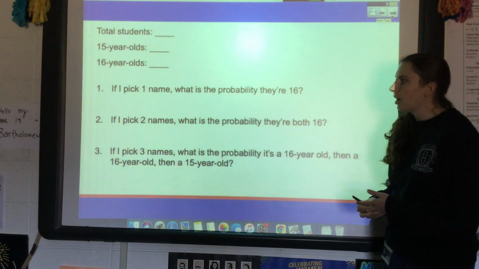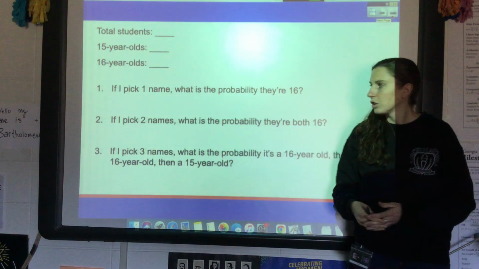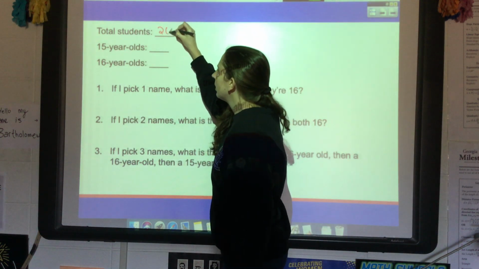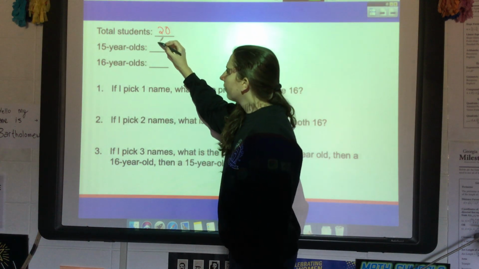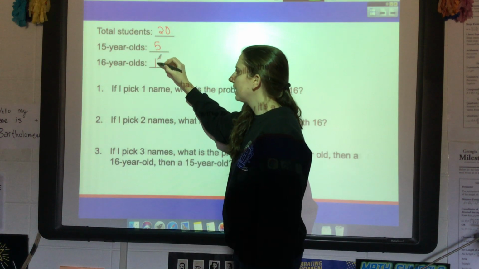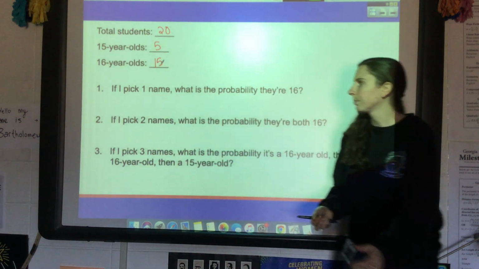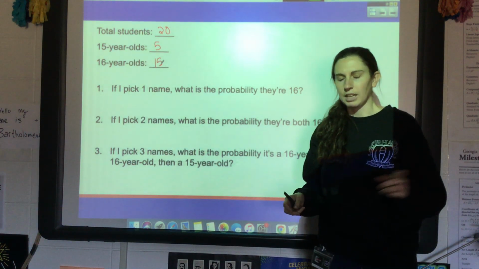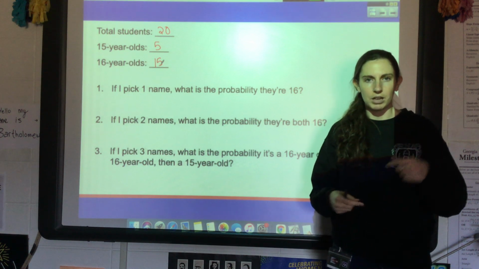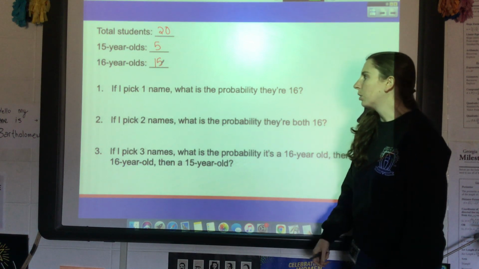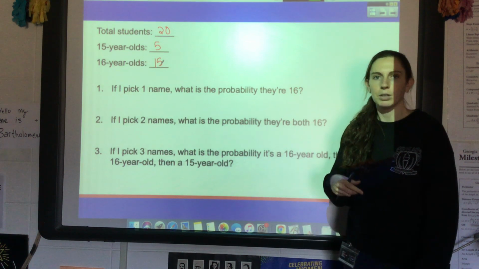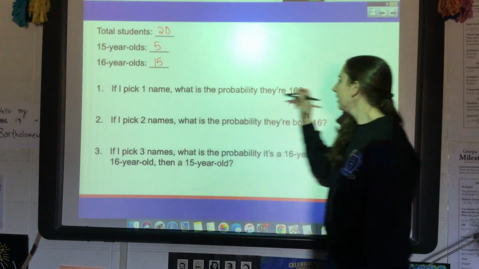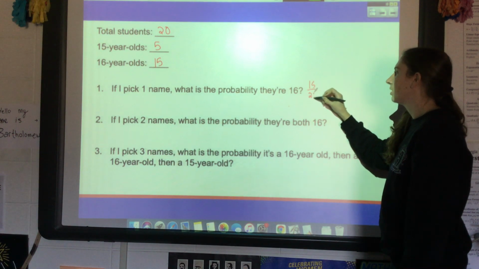We're going to do this in class, but let's imagine we have a class with 20 students, and imagine 5 of you are 15-year-olds and 15 of you are 16-year-olds. If I were to randomly pick someone, not just close my eyes and point, but actually draw a name out of a hat, like a random sample, what's the probability that person is 16 years old? Well, that would be 15 out of 20. You can simplify that to 3/4.